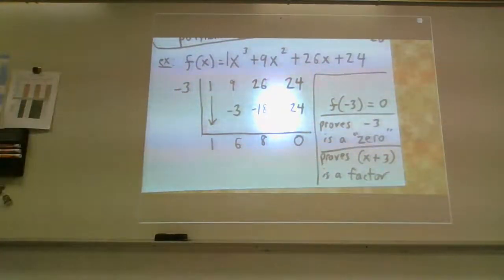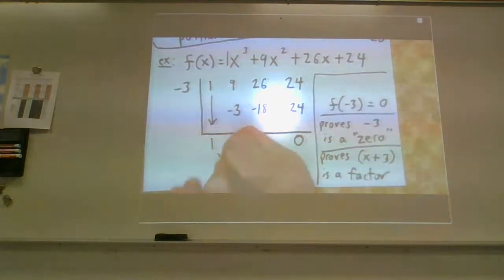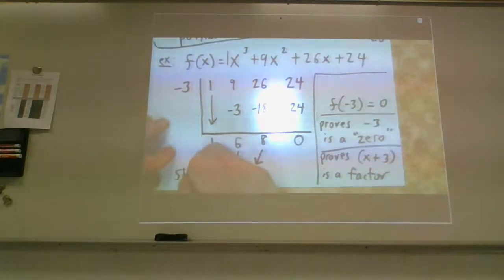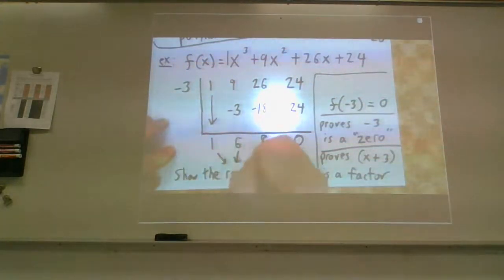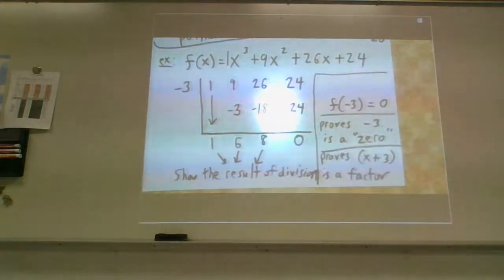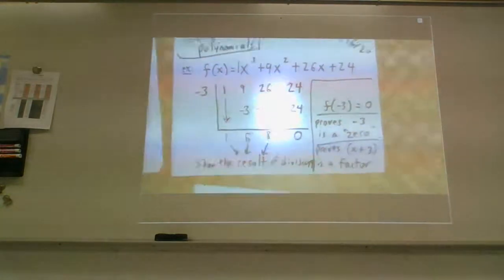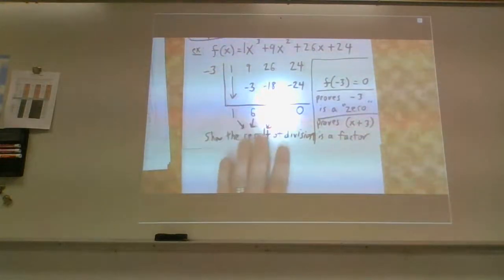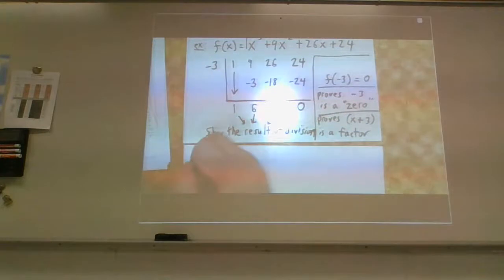But let's continue. If I'm going to finish solving this problem, I have to understand something. These numbers right here show the result of division. Let me show you what I mean, because I'm going into much more detail than I did last week. Here we go. Write this down.